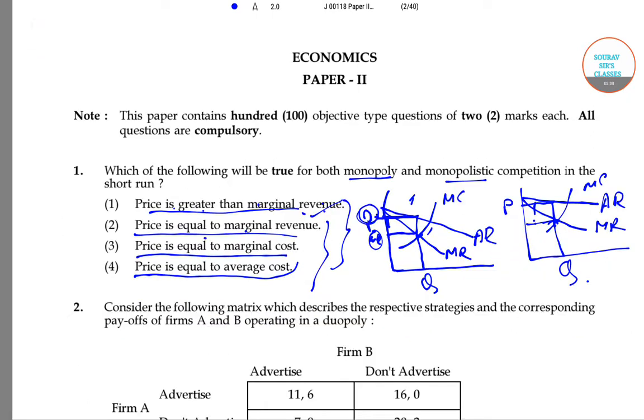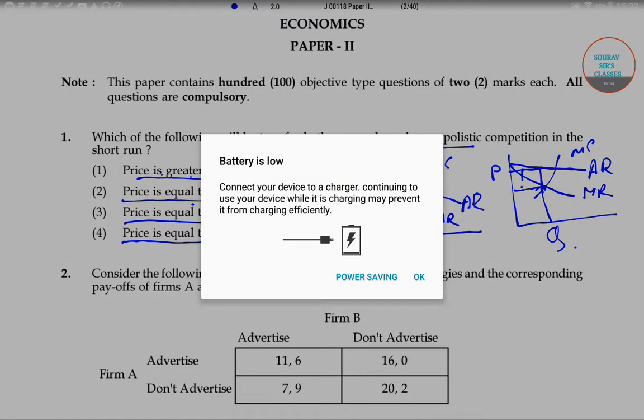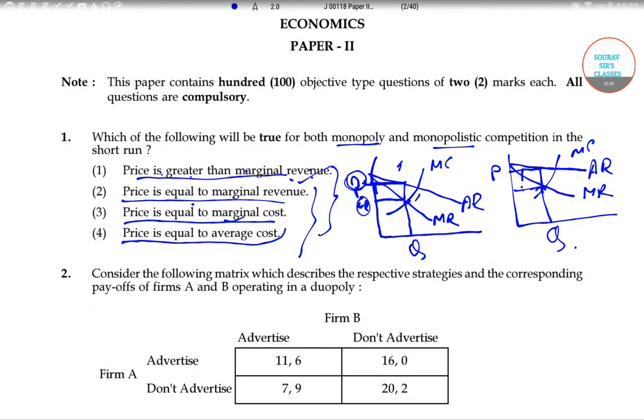And finally, price is equal to marginal cost. As you can see, price is not equal to marginal cost, because the marginal cost line is here and price is here. And finally, price is equal to average cost. There is no concept of average cost here. So for question number 1, the right answer would be option 1.